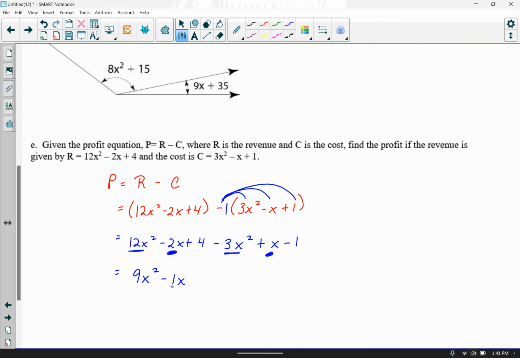You don't have to write that 1. You can just write minus x. And then lastly, +4 minus 1. So 4 minus 1 gives me a +3. Final answer. Okay, that finishes up this section.